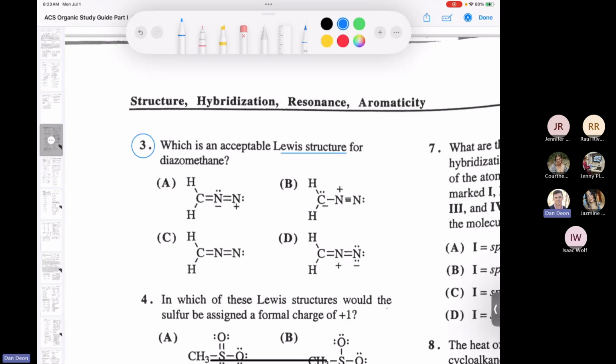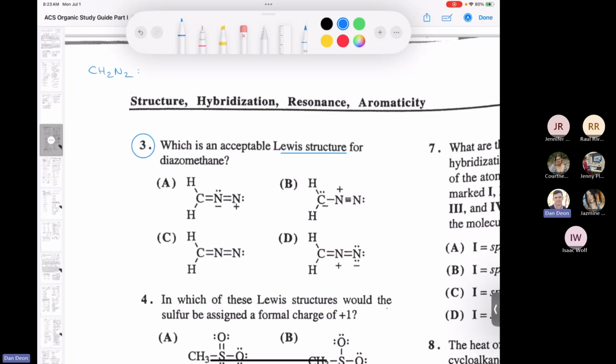Now you can see here it says, which is an acceptable Lewis structure for diazomethane? Well, obviously there's only one correct answer here, right? 3 of them are wrong and 1 of them is right. But if we just look at the structure of all of them, you can see the formula for diazomethane is CH2N2. That must be the formula. The formula is the same, so even if you didn't know the structure of diazomethane, they've given you that much.